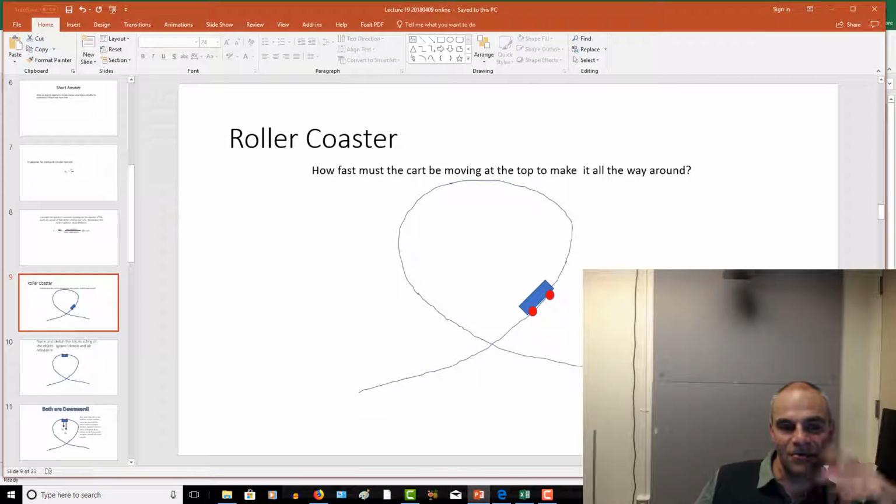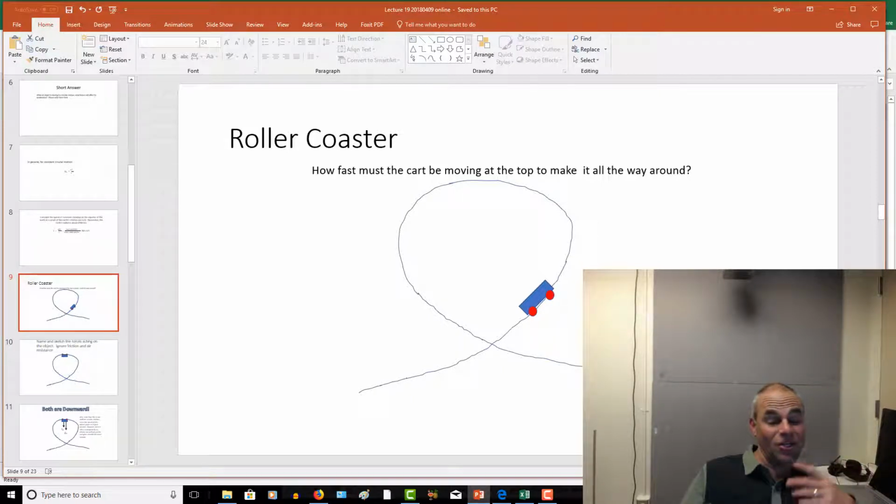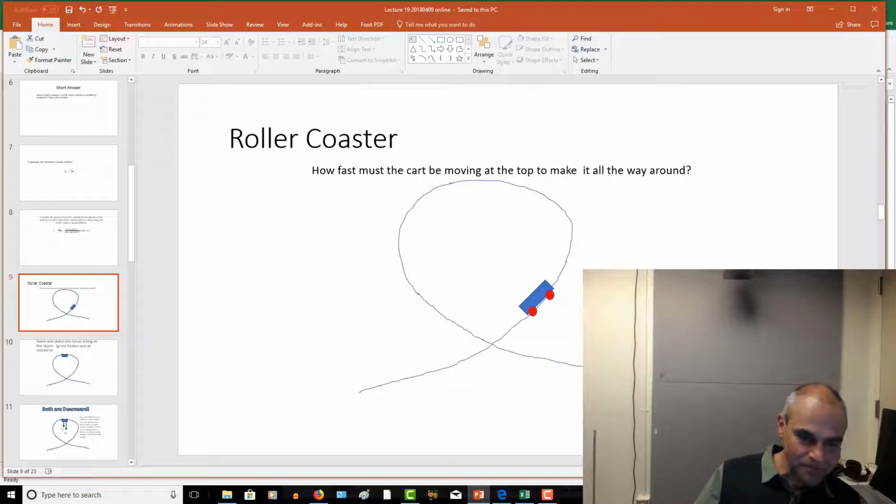Those of you who skateboard or surf might have experienced something like that, where you actually have to go a certain speed. You don't want to hesitate when trying to make something happen, some sort of special jump or something you're trying to do. It's the same idea here with a roller coaster.